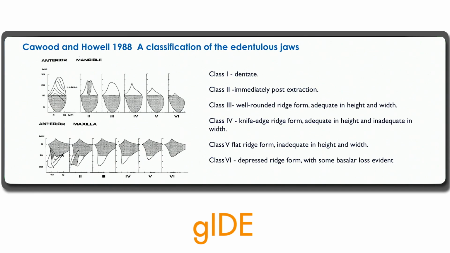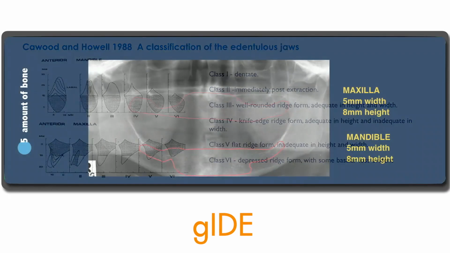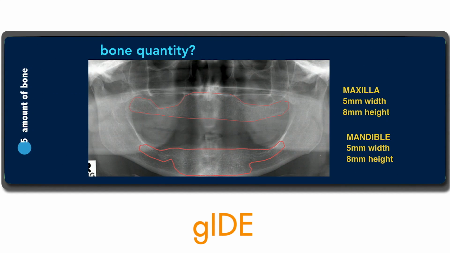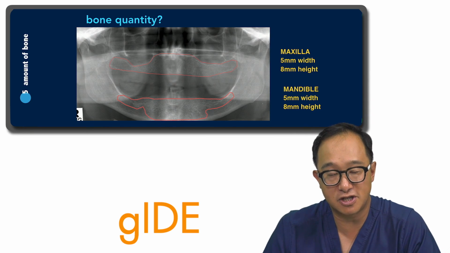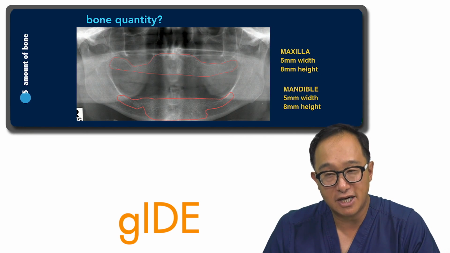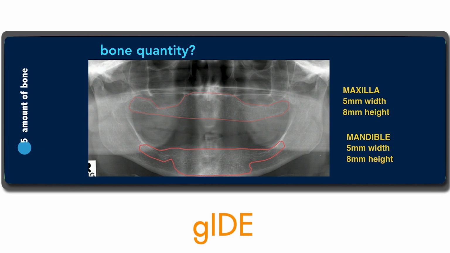Class 1 is when the teeth are in place. Class 2 is immediately post-extraction. In classes 3, 4, and 5, you can see the resorption pattern that occurs both in the maxilla and in the mandible. The amount of bone that you require is pretty similar to that of conventional single tooth implants. We want to have at least 5 millimeters of width and 8 millimeters of height. There are definitely shorter implants that can be used, but when you have a case with less than 8 millimeters of height, then you might have to consider increasing the number of implants, from 4 maybe to 5 or 6 implants, depending on the size of implants that you use.